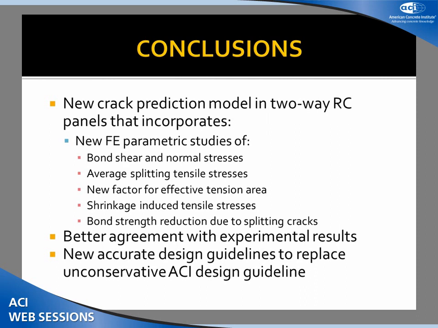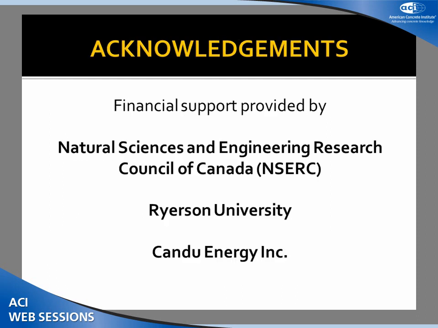So my conclusions are: a new crack prediction model for two-way reinforced concrete panels, in which I use a finite element parametric study to find different parameters like bond, average splitting stress, and a new factor for effective tension area, shrinkage-induced tensile stresses, and bond strength reduction due to splitting cracks. We have a better argument with this model, and also we can provide new accurate design guidelines to replace unconservative ACI design guidelines.